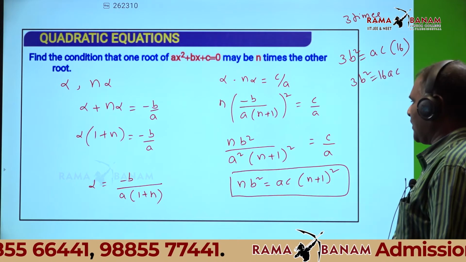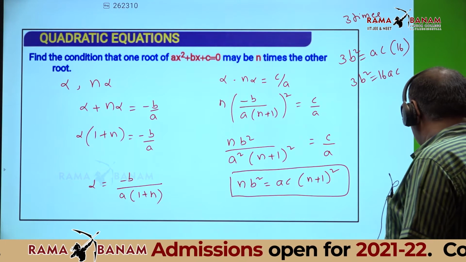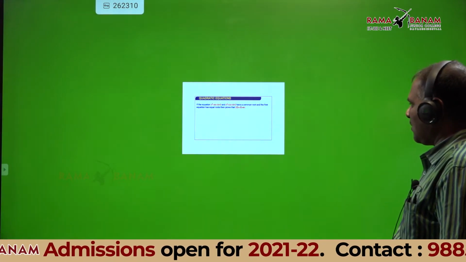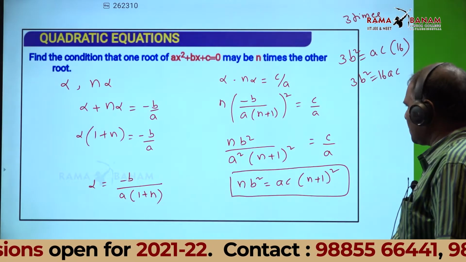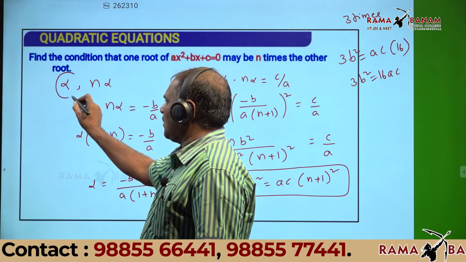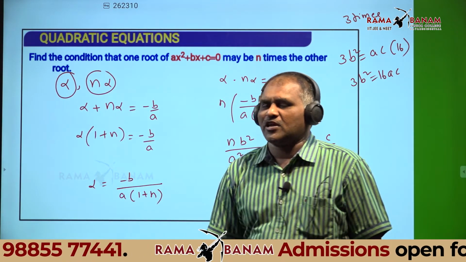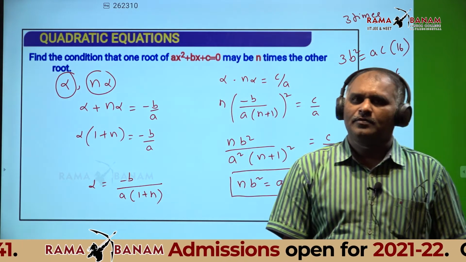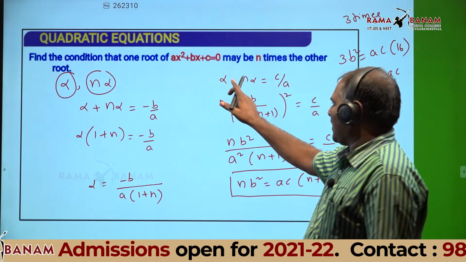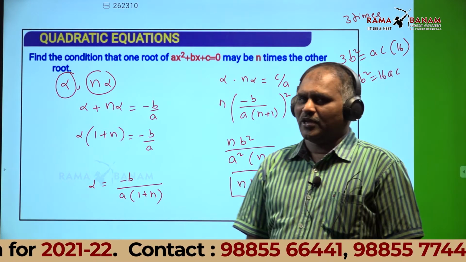Are you completed this one? Sir, how is alpha into n alpha equal to c by a? Therefore, one root is alpha, another root is n alpha. What is the product of roots formula? C by a. That is why I wrote the product is equal to c by a. Okay, clear?